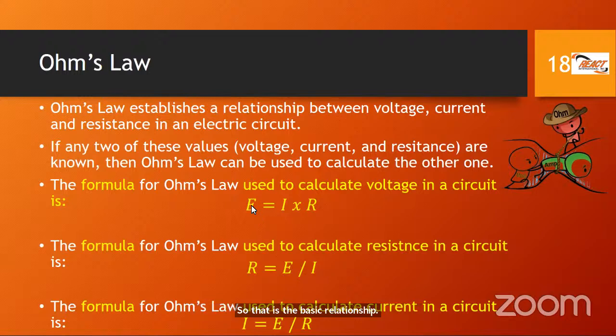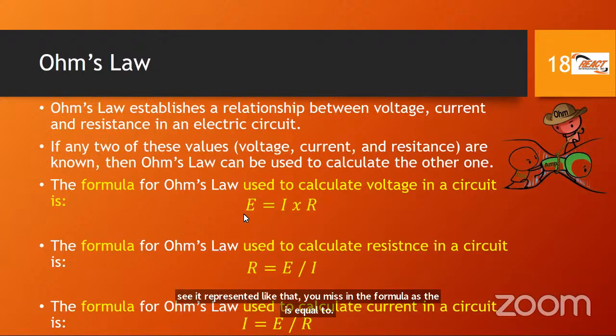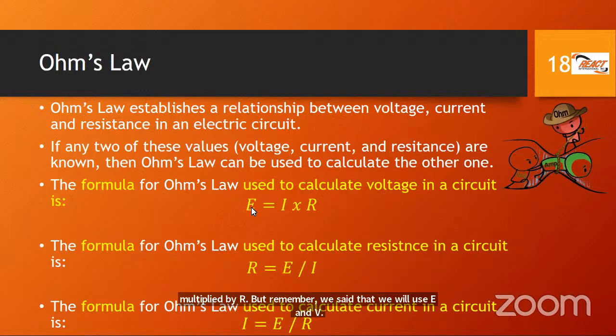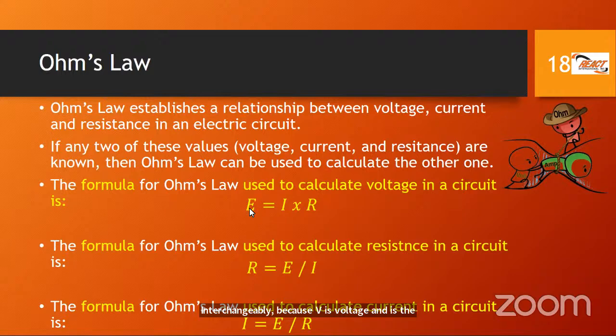Sometimes, in some representations, and don't worry if you see it represented like that, you may see the formula as V is equal to I multiplied by R. But remember, we said that we will use E and V interchangeably because V is voltage and E is electromotive force, which is also in volts. So don't worry if you see V instead of E. Don't let that tie you up. But we will be using E in our course because that's the term that's used in the exam.